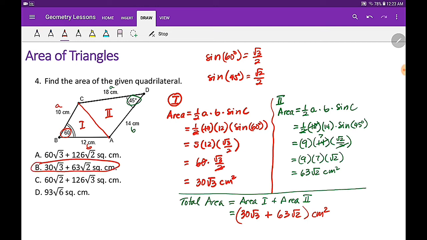That's the answer. All right, so I hope you're getting the hang of using the area formula with the sine ratio, which is as easy as ABC.